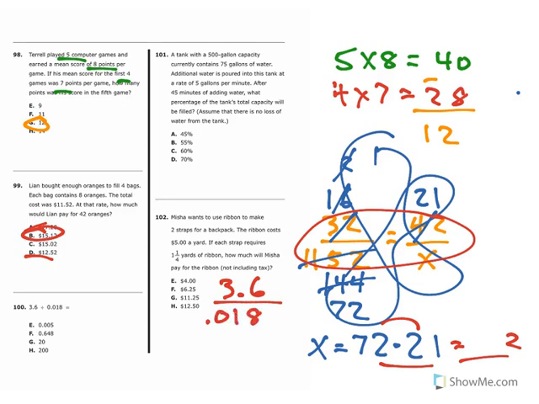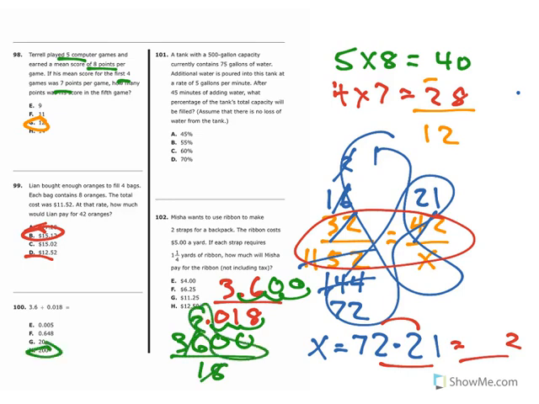So what I'm going to do is make the denominator an integer by multiplying the numerator and denominator by 1,000. So my numerator, the decimal moves 3 places. My denominator, it moves 3 places as well. So 1, 2, 3, 1, 2, 3. So we got 3,600 divided by 18. Well, that should be easy because 36 divided by 18 is 2. So I get 200. Okay.